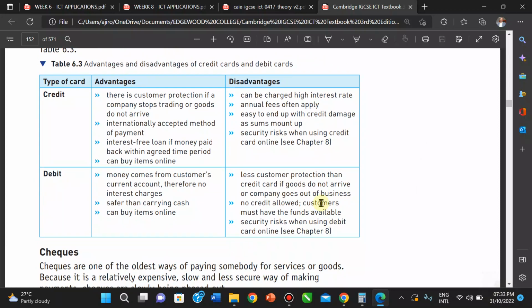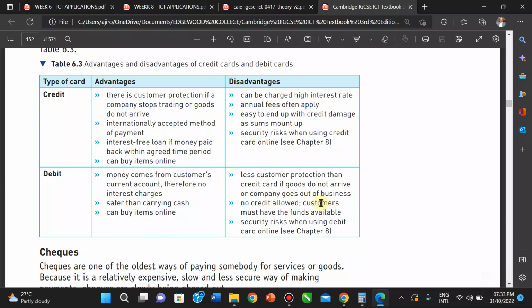You cannot use it to carry out foreign transactions, okay? And money comes from the customer's current account, okay? It's at your account. There is no interest charge to that, okay? It is safer than carrying cash. We have to admit, you can put in 1 million in your card and nobody will know there's 1 million in your account just by holding the card, okay? And you can buy items online and the like.